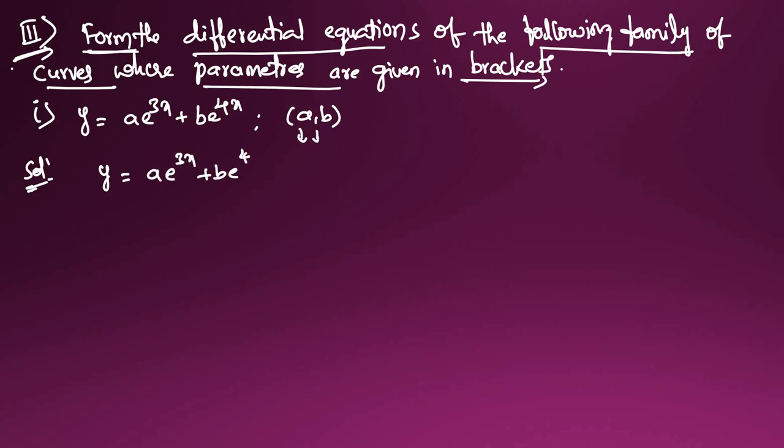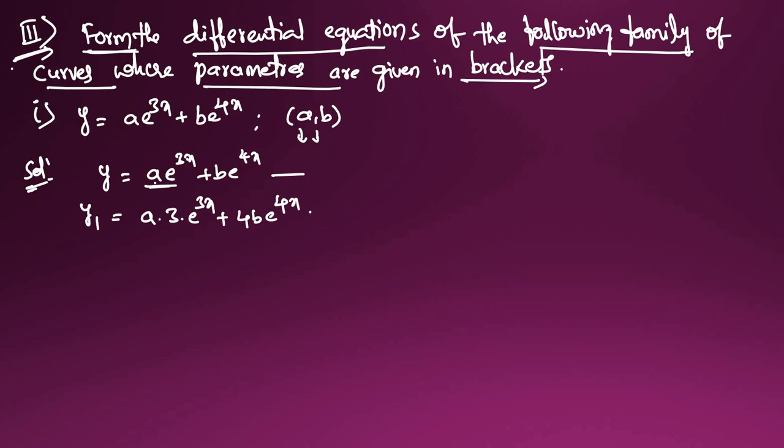b into e power of 4x. First we take the derivative of this equation with respect to x. So y1 is equal to, if we differentiate, a is constant, and the derivative of e power of 3x is 3 into e power of 3x. After that, plus 4 into b e power of 4x. So this is the derivative of the given first equation.